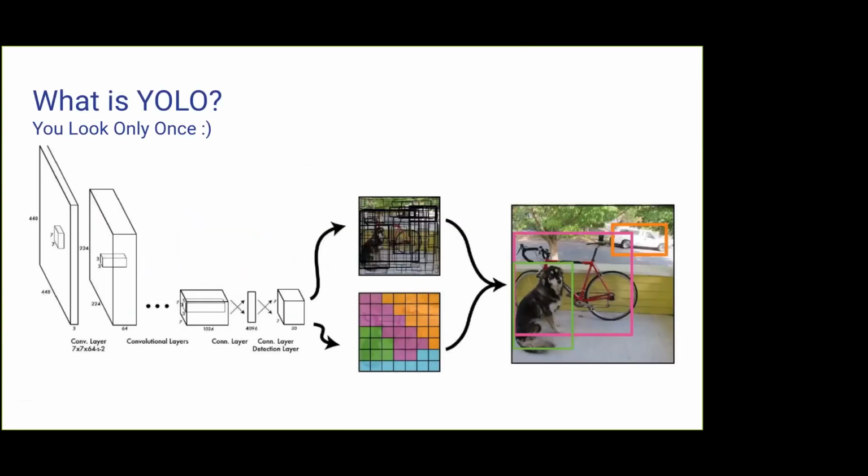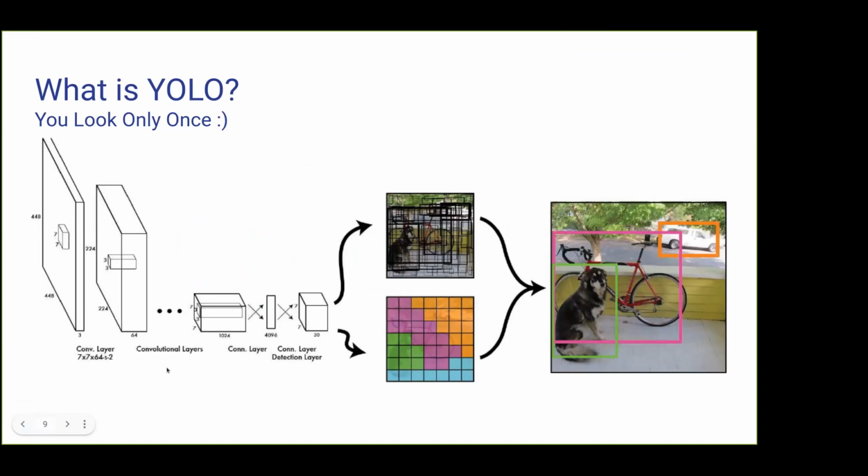So what is YOLO? YOLO is basically "you only look once". This is the architecture of base YOLO V1, which contains 24 convolution layers. At the end, these are not convolution layers. They are fully connected layers, but they are resized to 7 cross 7 cross 30. What is this? I will explain it later.